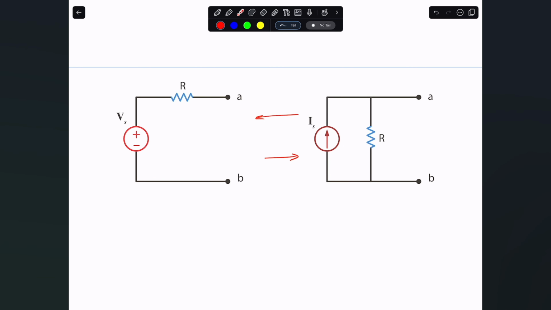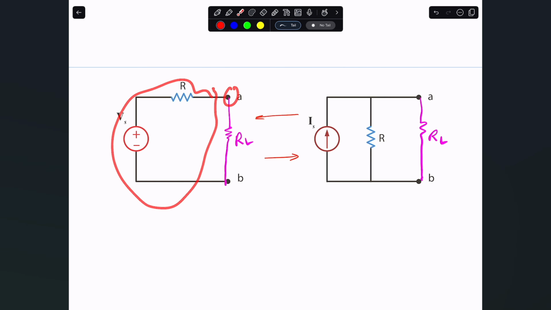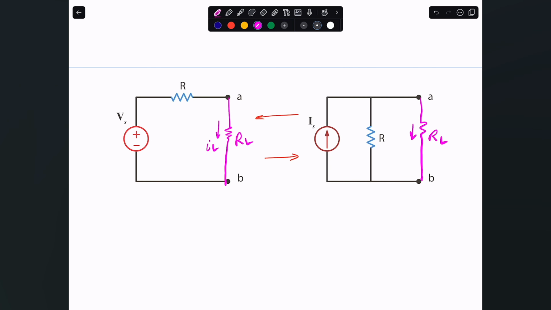So if these two circuits are equivalent, that tells me that if you connect some sort of a load resistor here, I'm going to call it RL, and then the same load resistor here, I'm also going to call RL, they should have the same effect. Regardless of what's on this side, from A and B, if they're equivalent, they should have the same exact effect. What does that mean? It means that the current flowing through this one, let me call it IL, should be the same exact current flowing through this one, which is IL.